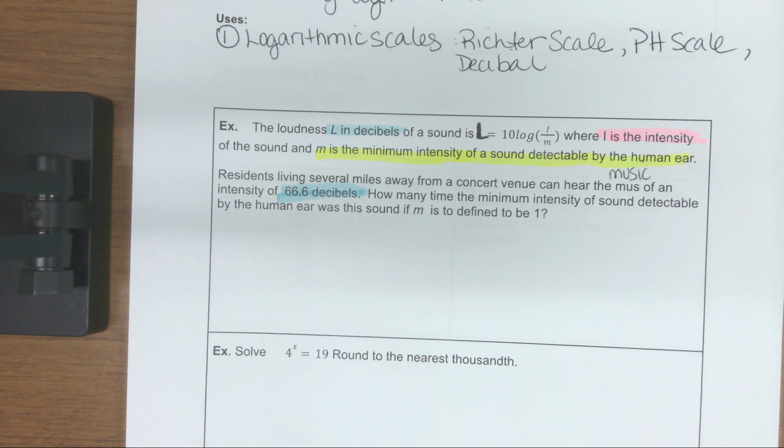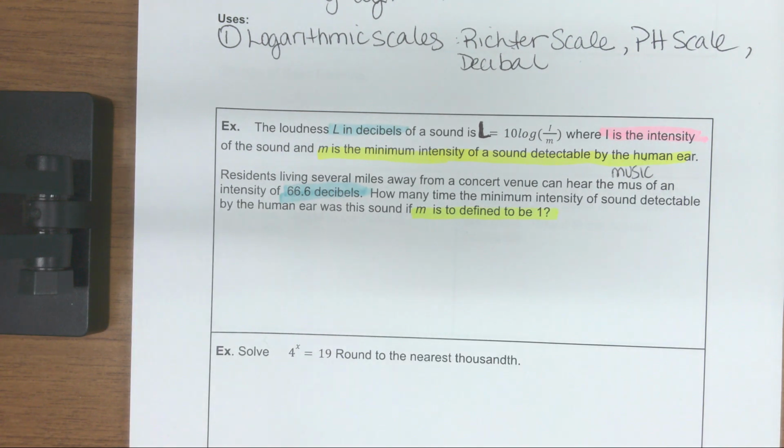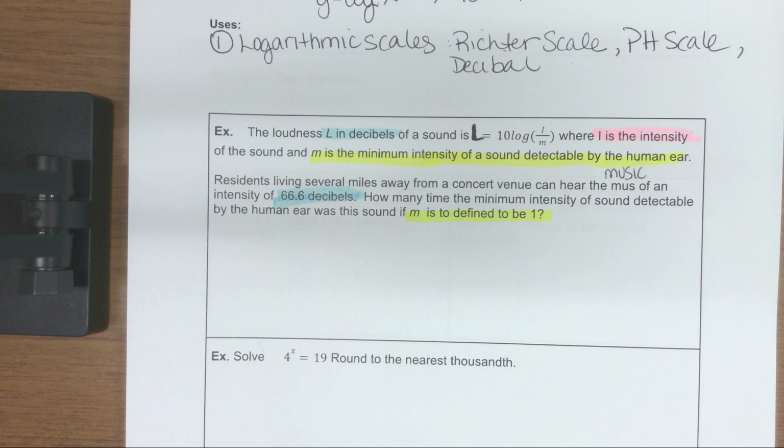How many times the minimum intensity of a sound detectable by the human ear was this sound if M is defined to be 1? So it sounds like I'm looking for I, the intensity. All right, so let's plug the things in this problem. Then I'm going to show you how to work around with the logarithm.